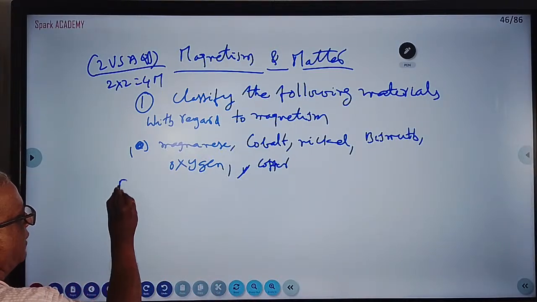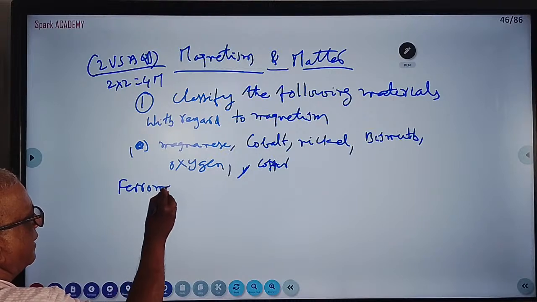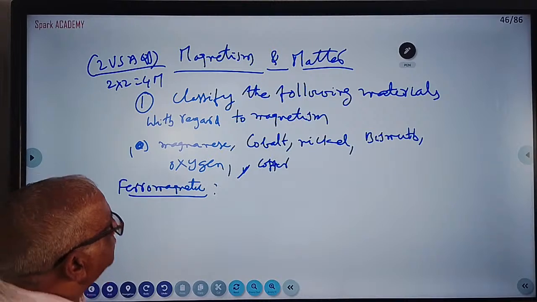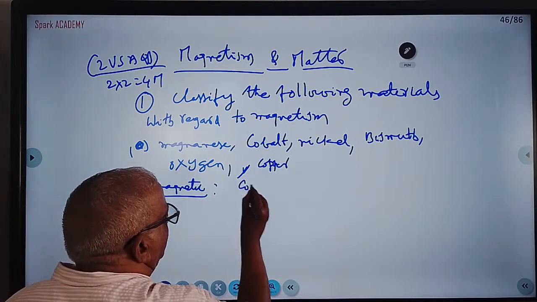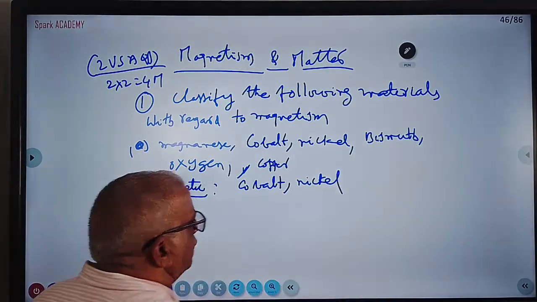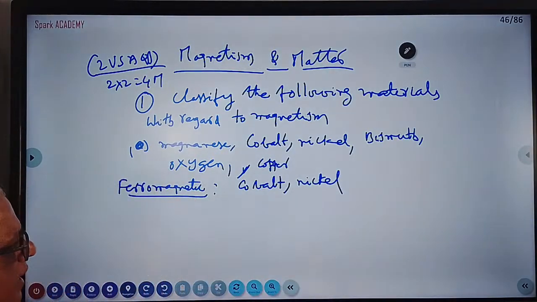What are ferromagnetic in this? They are strongly attracted. Iron, cobalt, nickel are ferromagnetic substances. They are strongly attracted by magnetic fields.